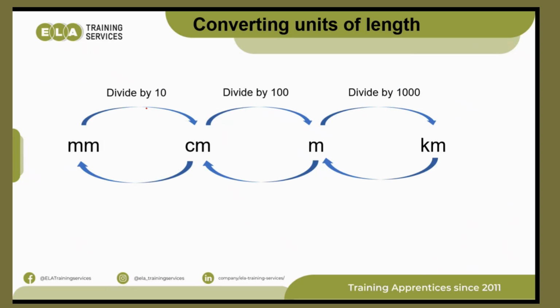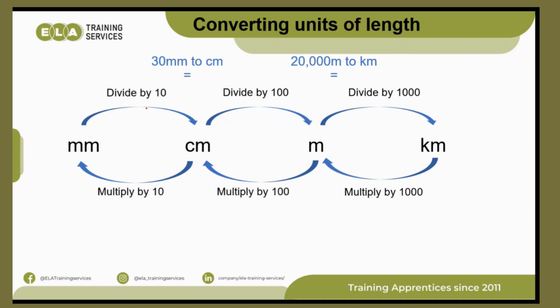And then when we go the opposite way, we then multiply. So from kilometres to metres, we multiply by 1,000. Metres to centimetres, we multiply by 100. And centimetres to millimetres, we multiply by 10.